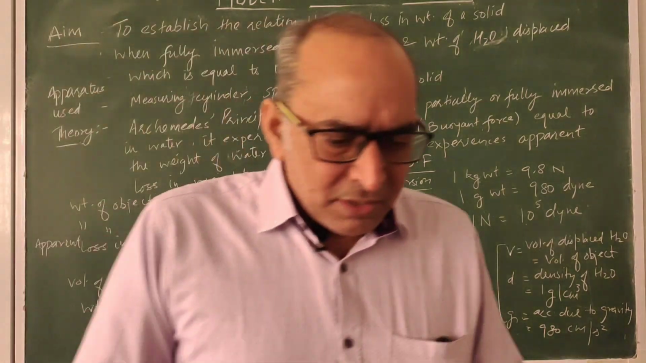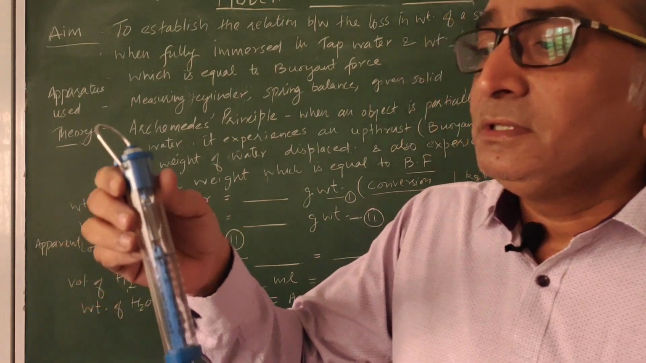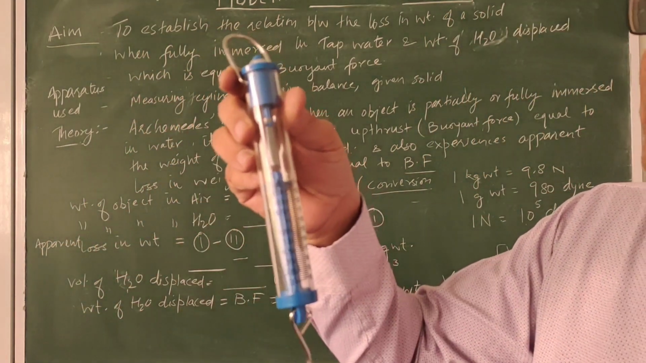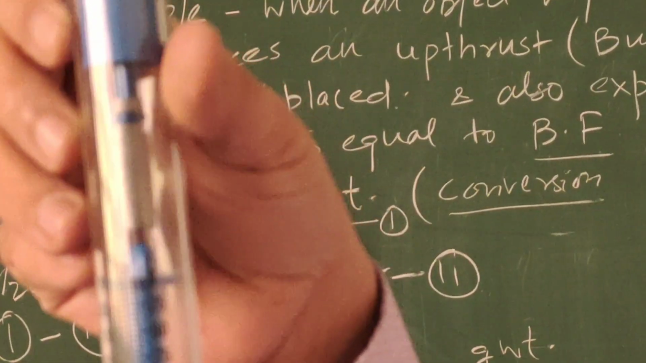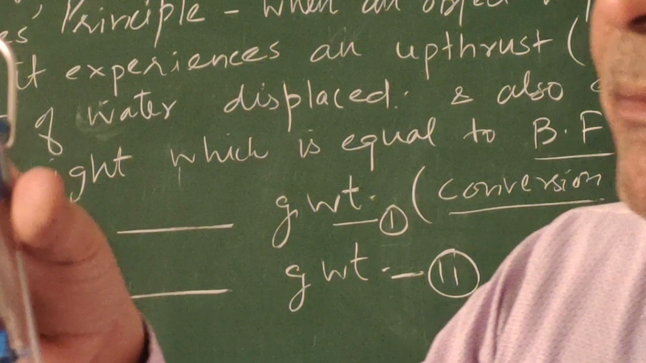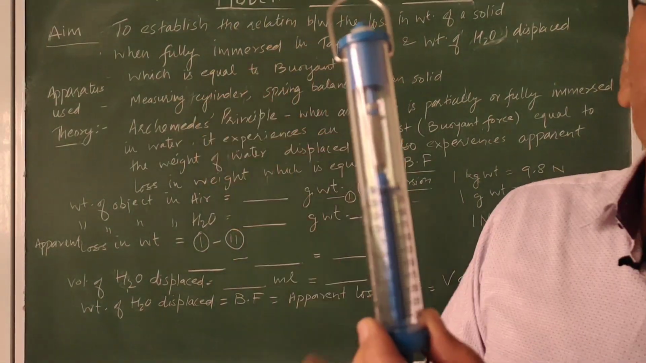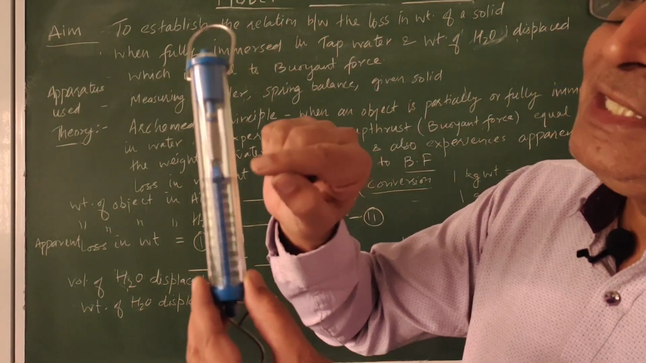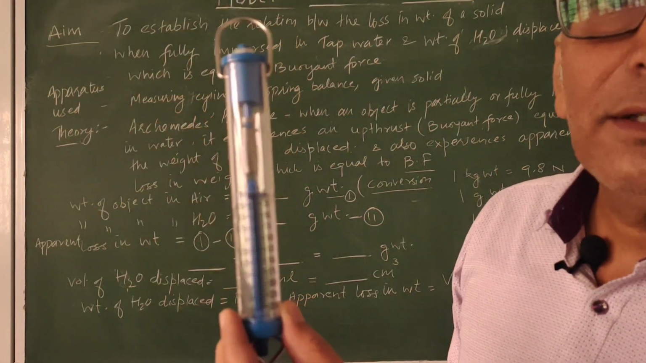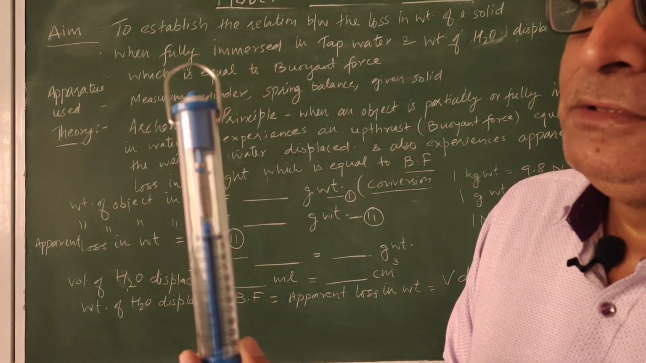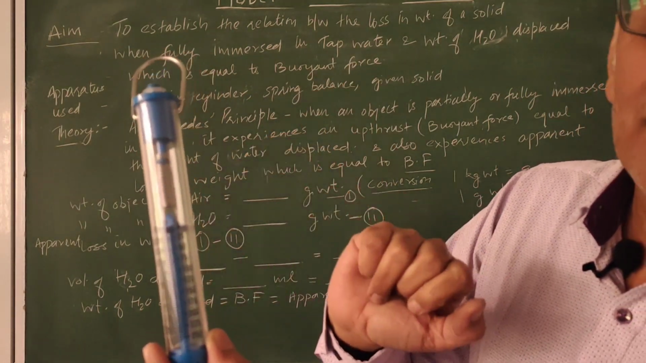Second apparatus is this spring balance. This spring balance has two scales on it. On one side there is Newton and on the other side is gram. You know, gram is the unit of mass, whereas Newton is the unit of weight. So this gram scale has been converted into Newton and then it is marked. So we will do our activity from this gram scale.